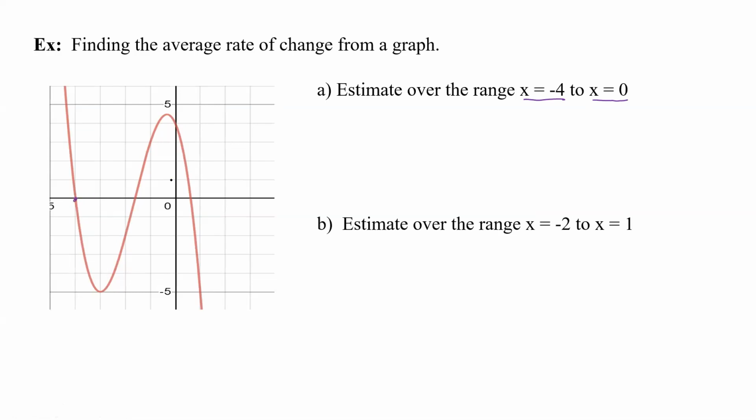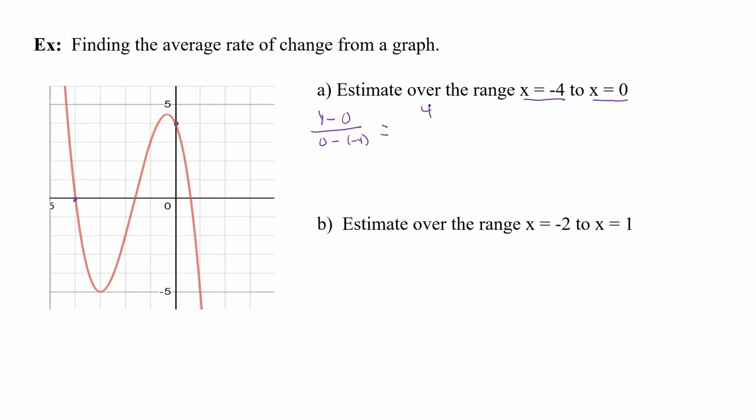And then x equals 0, that's that point right there. Okay, so we have those 2 points, and we want to find the rate of change for those 2 points. So we're going to take the second one, which is going to be the change in y's. So the y here is 4 minus the y here, which is 0, divided by the x here, which is 0, minus the x here, which is negative 4.